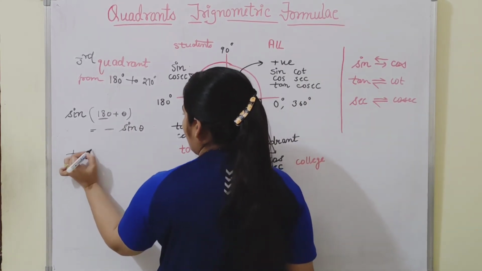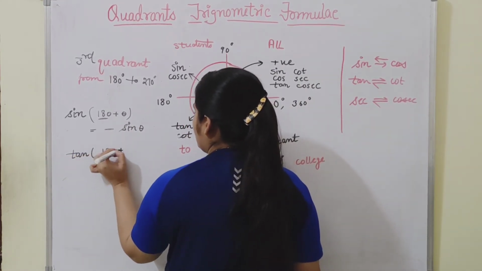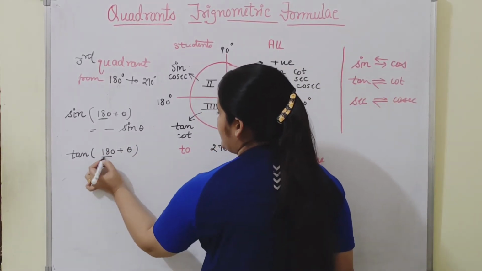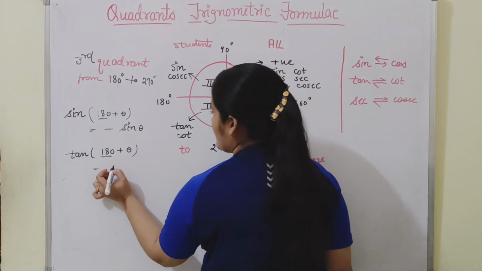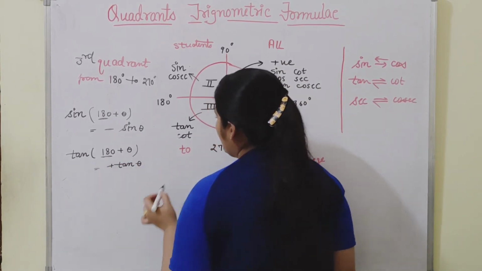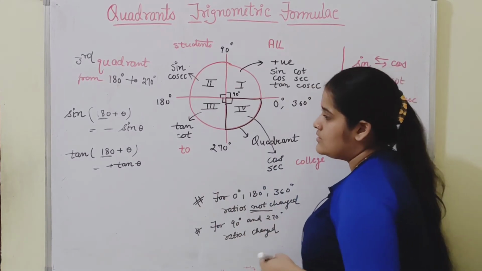Tan 180 plus theta lies in the third quadrant. 180 is being there, the ratio is not changed, so the value is plus tan theta, because tan has a positive value in the third quadrant.